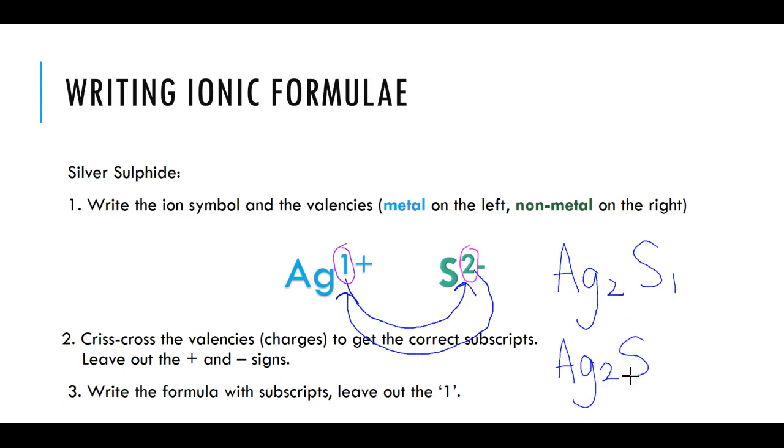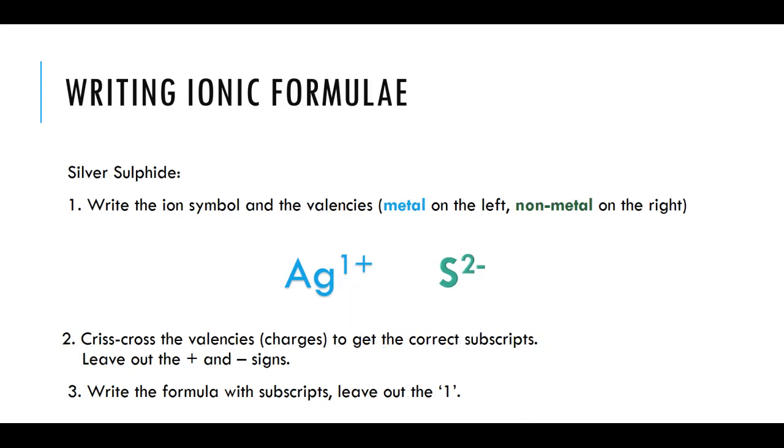What this is saying is that for every sulfur we need 2 silver, and that is then the formula. Ag2S is the formula for silver sulfide. Let's move on to the next.